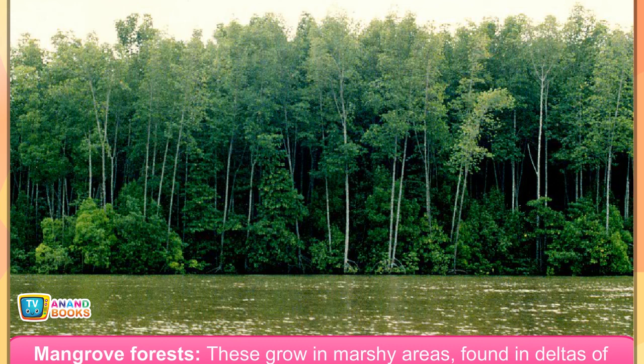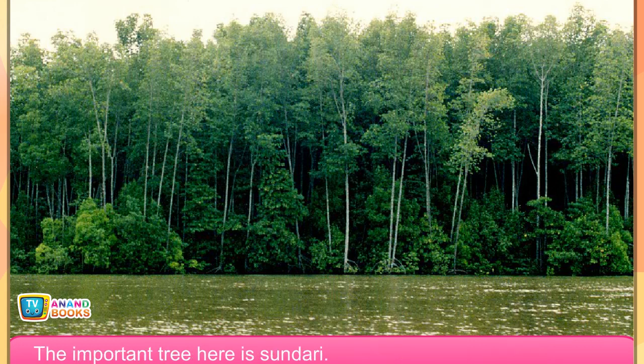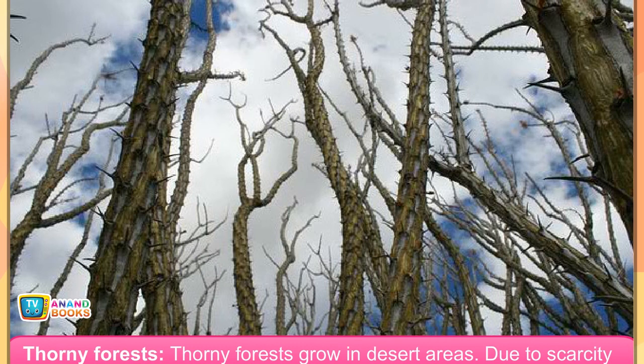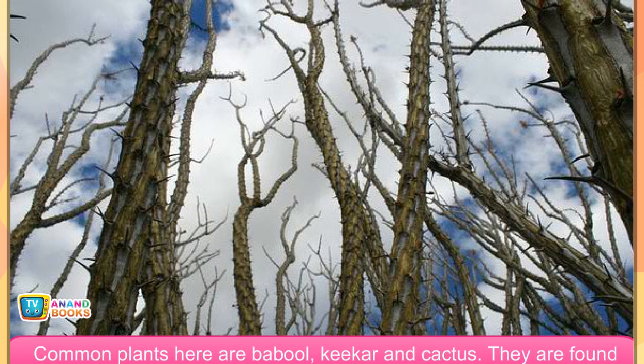Mangrove forests. These grow in marshy areas found in deltas of the Ganges and Brahmaputra rivers in West Bengal. The important tree here is Sundari. Thorny forests. Thorny forests grow in desert areas. Due to scarcity of water, these have thorns and spines instead of leaves to save water. Common plants here are babool, kikar and cactus. They are found in dry regions of Rajasthan, Punjab and Gujarat.